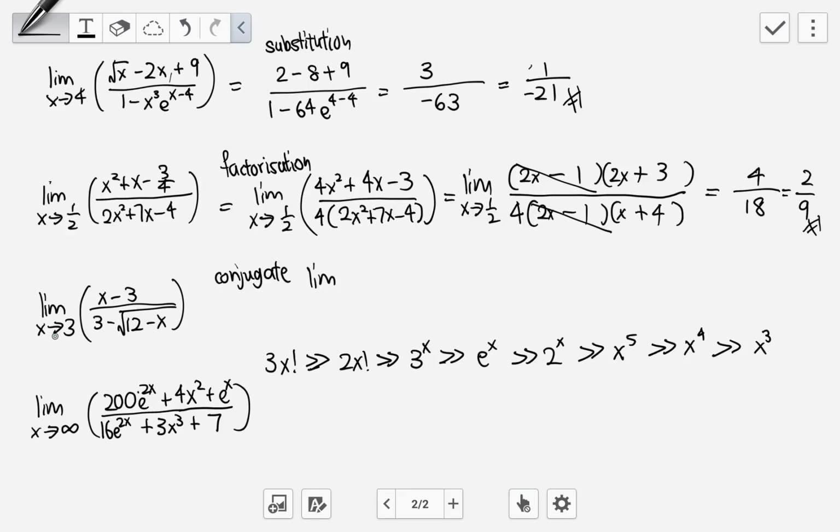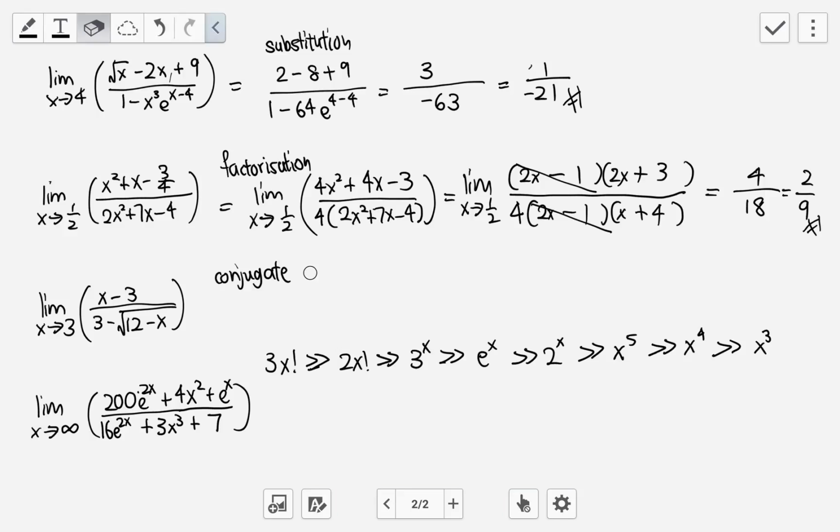Because for this, if I substitute 3 directly, I will also get a 0 on top. If I substitute 3 directly below, I'll get root 9. Root 9 is just 3. 3 minus 3 will give me 0. So when we attain this, we must know that this is not reliable as the limit. So what do I do?